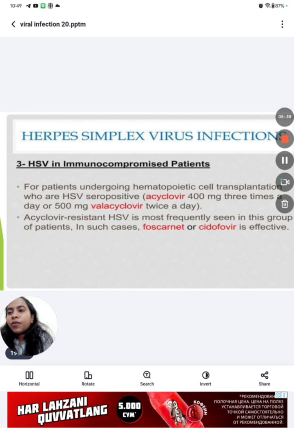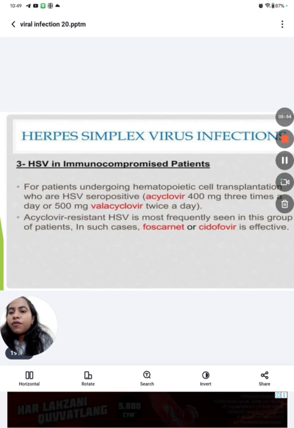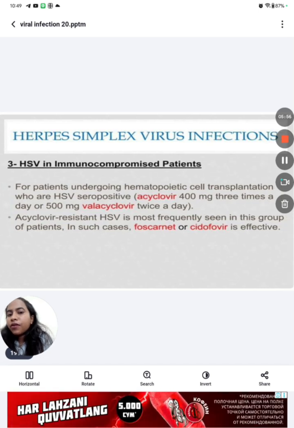HSV in immunocompromised patients: for patients undergoing hematopoietic cell transplantation who are HSV seropositive, we can give acyclovir 400 mg 3 times a day or 500 mg valacyclovir twice a day. If it is acyclovir resistant, we can give foscarnet or cidofovir.